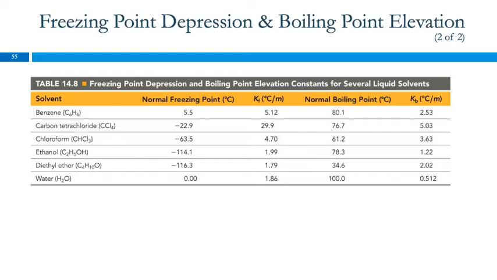So here's a table in your textbook showing several solvents that might be useful, with their freezing point depression constants and their normal freezing points. We're also given the boiling point and the boiling point elevation constant, because we're going to need those in a couple of slides. For water, the freezing point is 0 degrees, and its freezing point depression constant is 1.86. The units on that are degrees Celsius per molal.